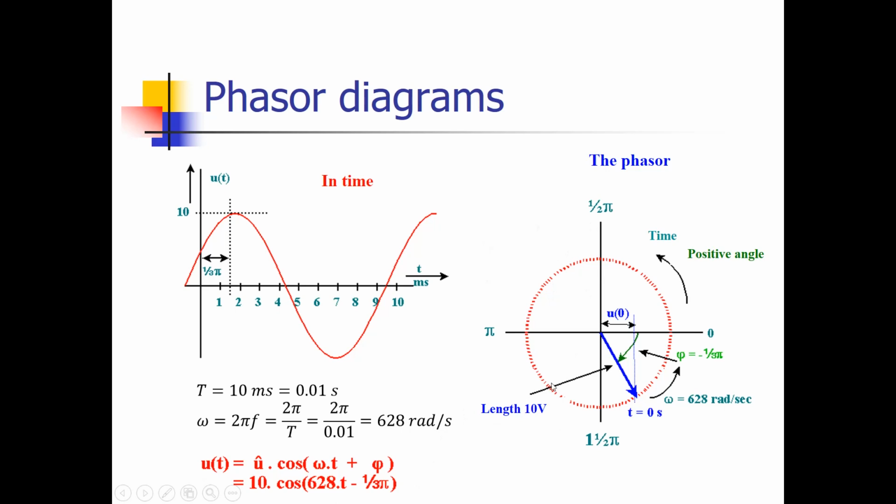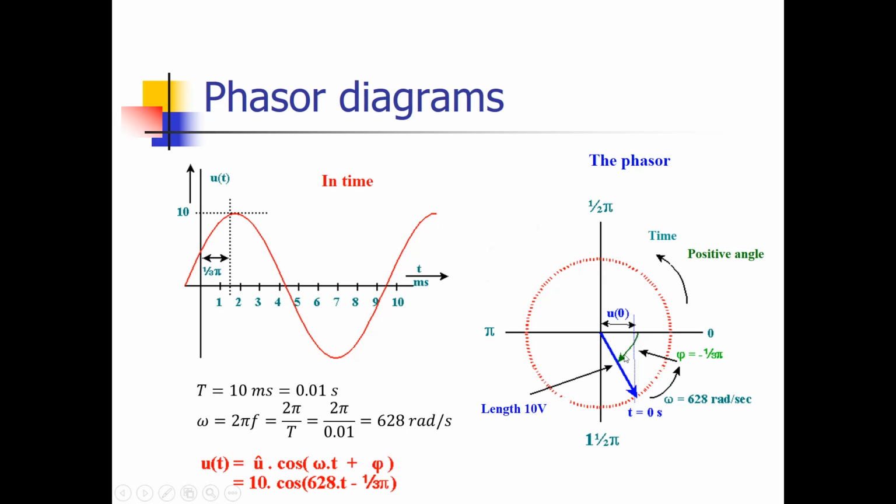We draw two axes, a horizontal axis over here and a vertical axis over here. In this phasor diagram, we draw an arrow, which we call a phasor, with a certain length, and this length is 10 volt, which is the maximum amplitude of this voltage over here. This phasor turns with a speed which is equal to omega, 628 radians per second. But that is not that interesting. What is interesting is that at t is 0, it makes an angle of minus 1/3 times pi with the horizontal axis.